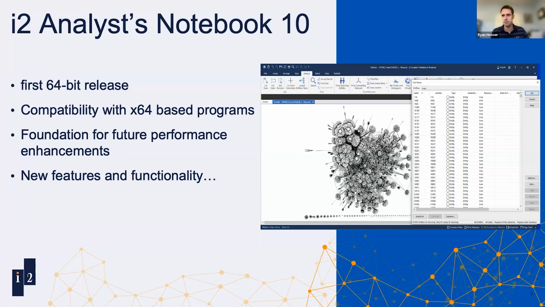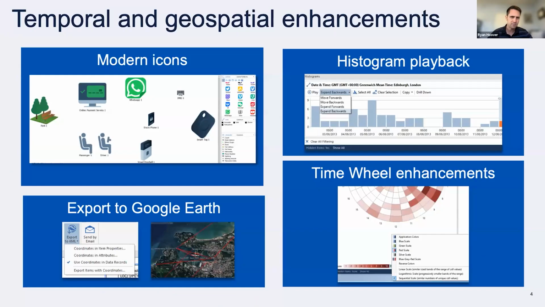In addition to 64-bit modernization, we've also introduced a lot of new capabilities to answer what you all, our customers, have been telling us are things that need to improve across the product. So the first thing I'll talk about are some of the enhancements that we've made to temporal and geospatial capabilities, as well as visualizations. We really set out with a goal to make I2 easier to use, a little bit more efficient and a little bit more intuitive.